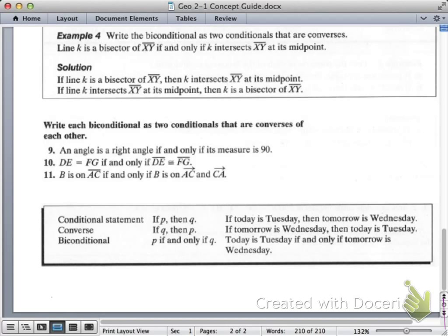To say it the other way around, if we switch the hypothesis and conclusion of that statement, if line K intersects segment XY at its midpoint, then line K is a bisector of segment XY. When we talked about bisectors and midpoints, we said that that is true because it's true both ways. That's called a biconditional. All right, 9, 10, 11 just ask you simply to do what we just did. Write the statement twice as two conditionals that are converses of each other. That's all you've got left to do.